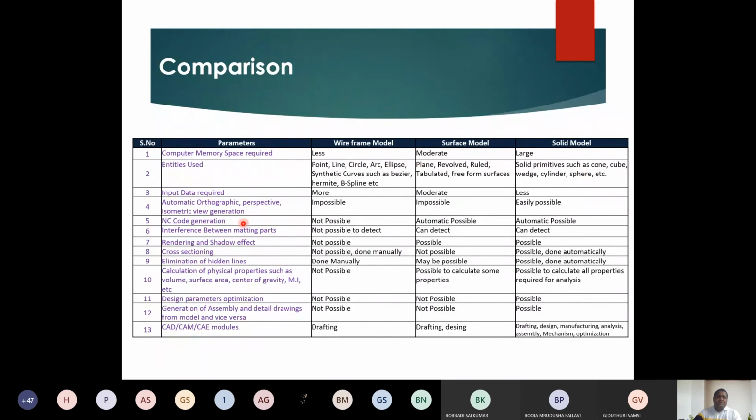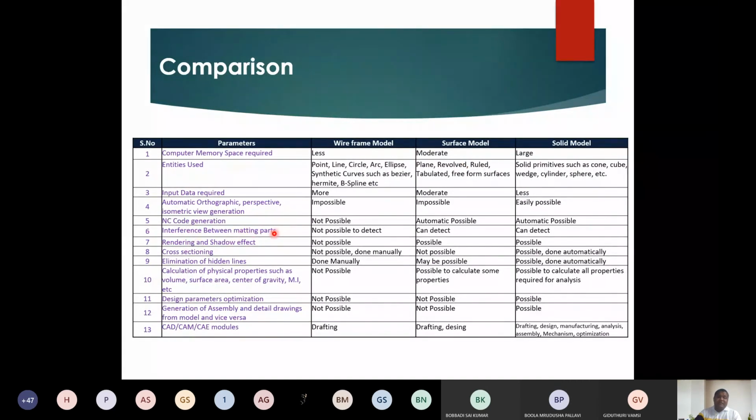model. Similarly, NC code generation, which is for computer aided manufacturing purposes. So it is not possible in case of the wireframe. Somewhat automatic generation is possible in both the surface and solid model, depending upon the type of model. Why? Because in some cases, if your requirement is only to machine a surface, even the surface model would be sufficient to generate an NC code.